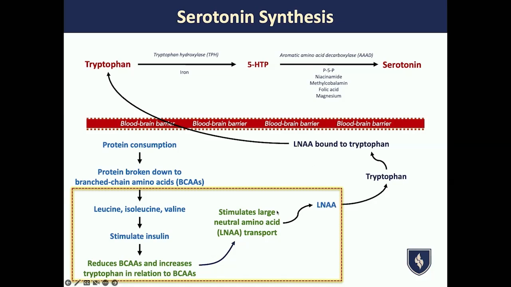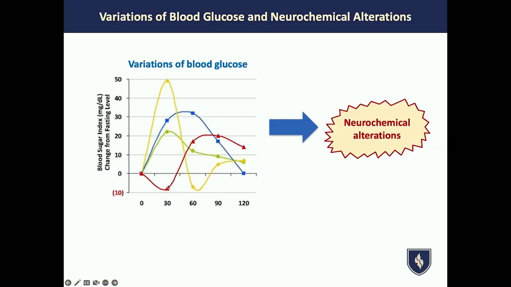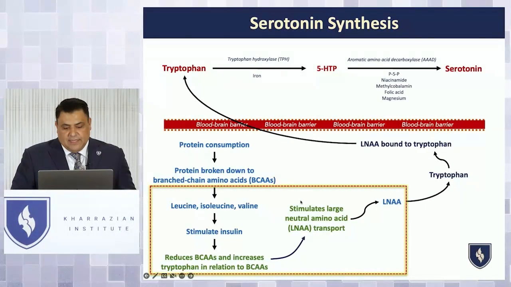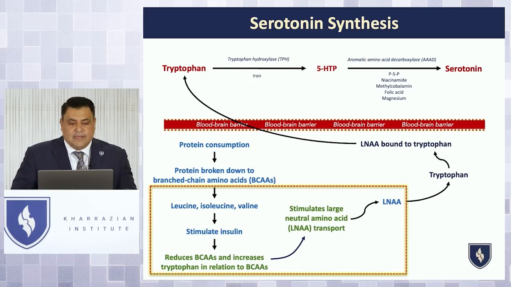A large neutral amino acid transporter is not going to efficiently work when there's abnormal insulin surges or fluctuations of blood sugar levels like this. These change the ratios between branched-chain amino acids and insulin, and this disruption then leads to inefficiency for tryptophan to cross the blood-brain barrier and provide the precursor that all these different cells need to synthesize serotonin.